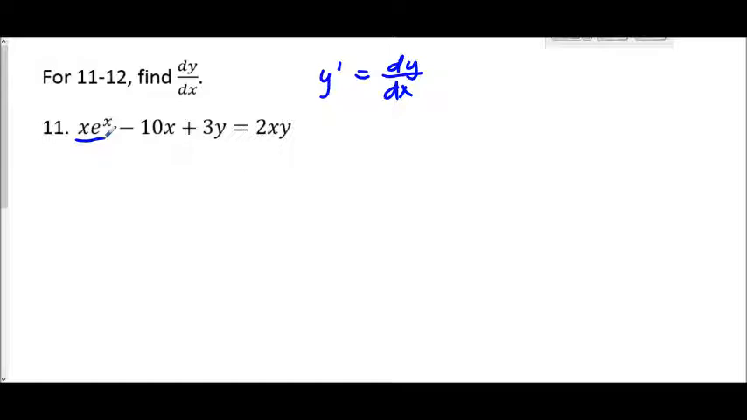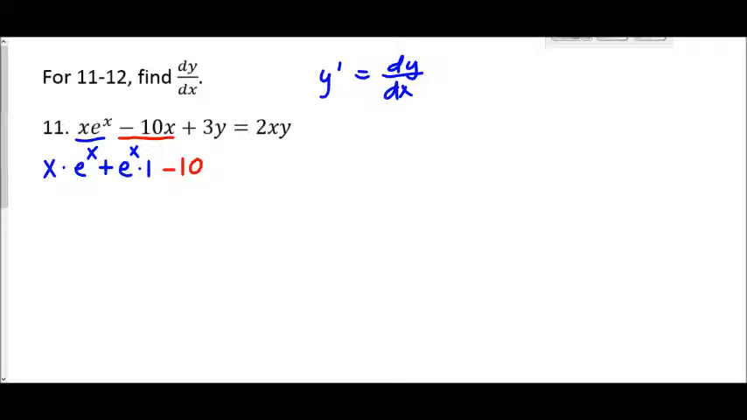Well, this is two functions. This is x times e to the x. So to take the derivative, we have to use the product rule. So we have the first times the derivative of the second. The derivative of e to the x is e to the x, plus the second, which is e to the x, times the derivative of the first, which is 1. And then we have to take the derivative of negative 10x, which is just negative 10.